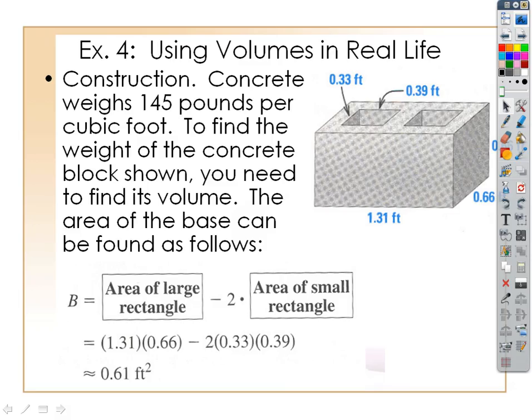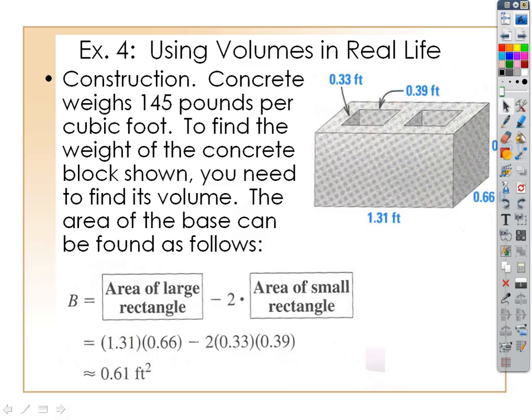We know that concrete weighs 145 pounds per cubic foot. That's the density of concrete. To find the weight of the concrete block shown, you need to find its volume. So if we knew its volume, we could just multiply by 145 pounds per cubic foot, and we'd get the weight. How do we do that, though?